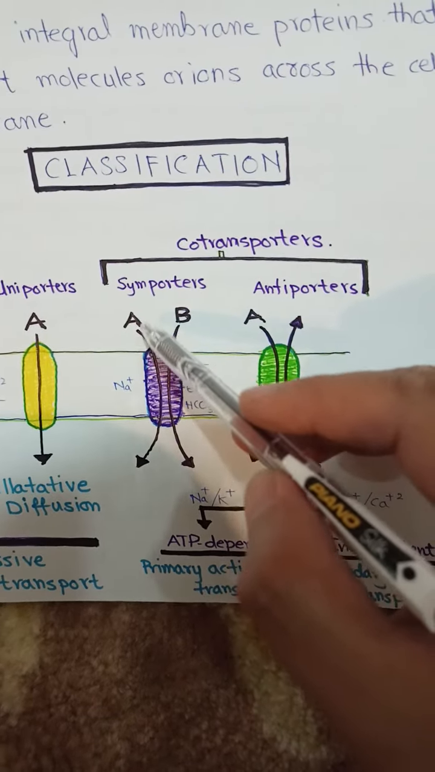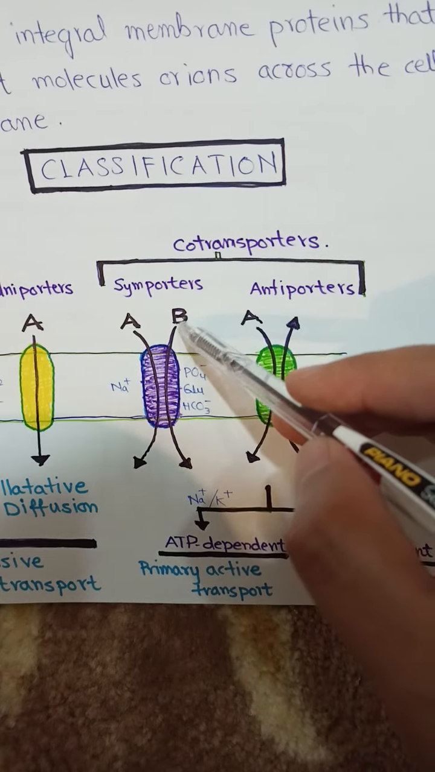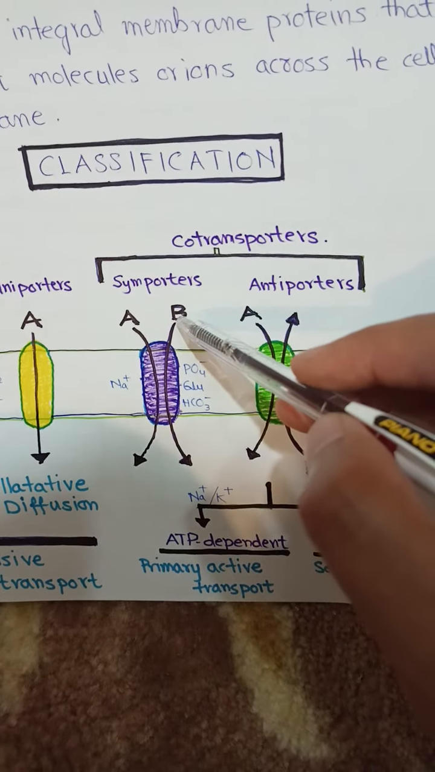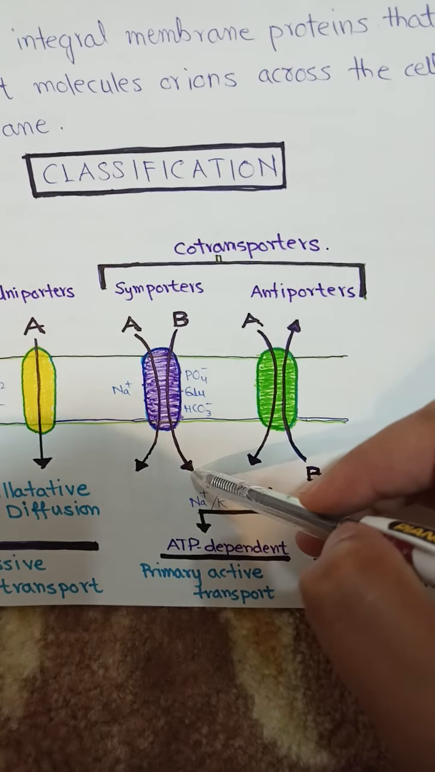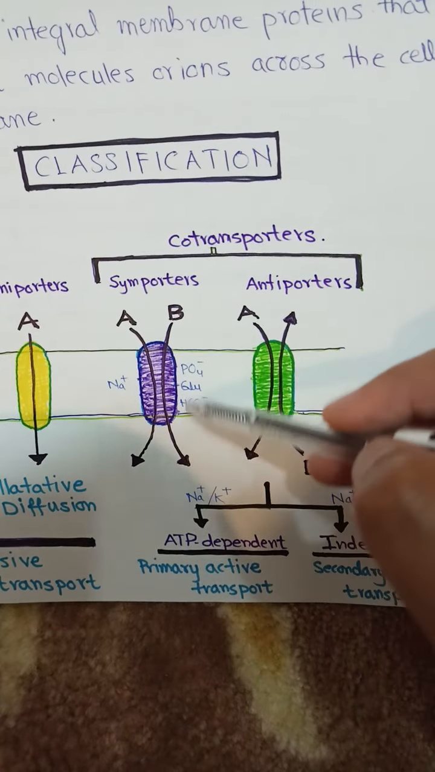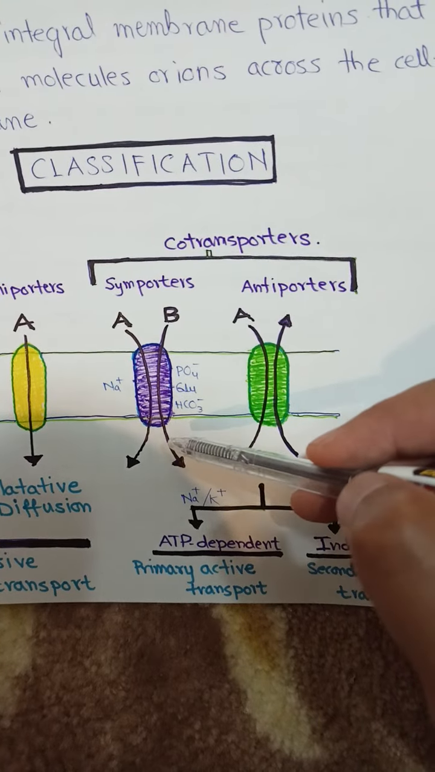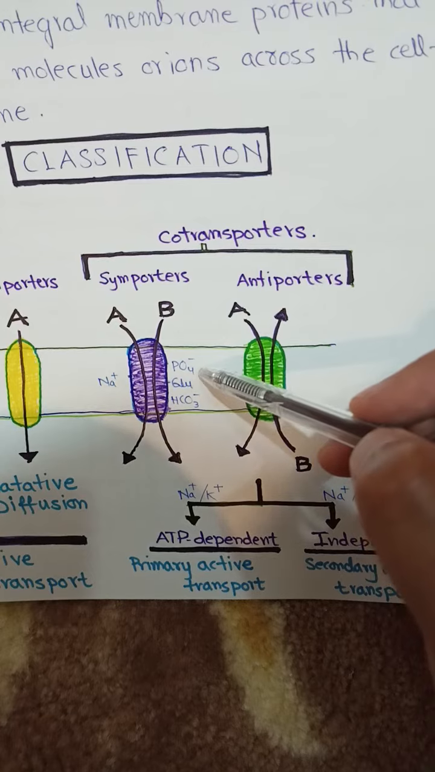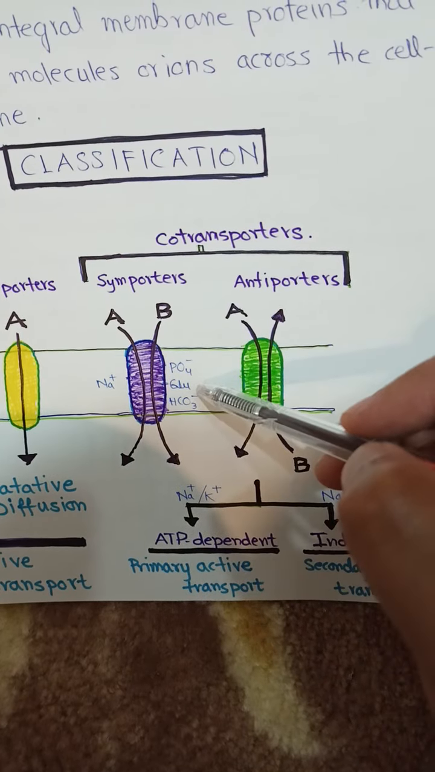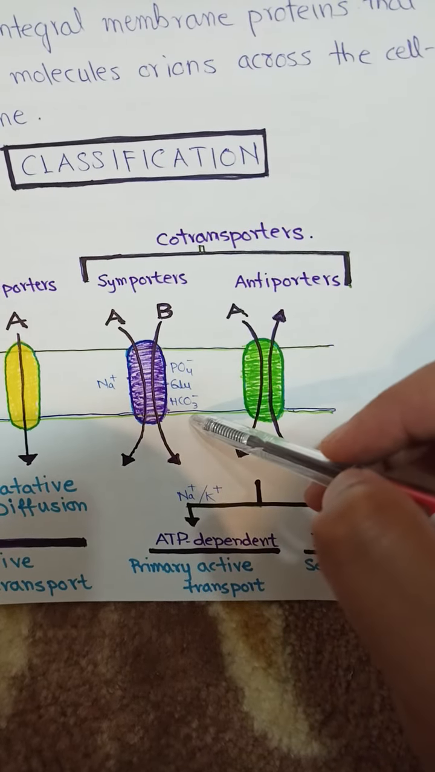Like here, we have an example that A and B molecules are both outside of the membrane and these are transported to the inside of the membrane. This process is also known as facilitated diffusion. The examples are sodium phosphate ion channel, sodium glucose ion channel, and sodium bicarbonate ion channel.